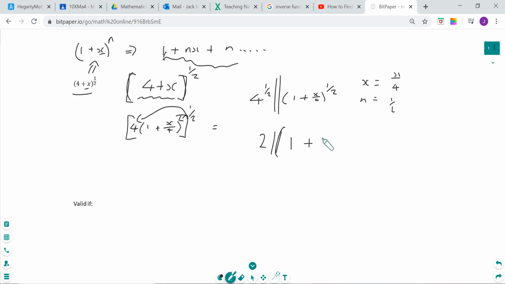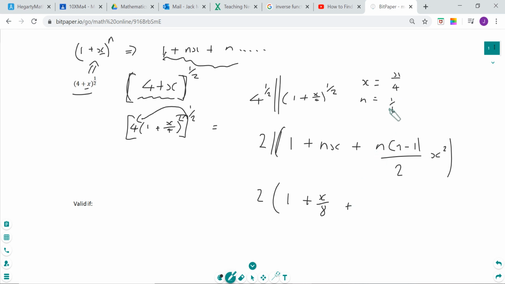So this is going to be the next part. I suppose we could write it out. I'll just do the first 3 terms, okay? And I'm going to hop straight to 2 because I know that 2 factorial is 2. So if I write this general form out here and substitute these things in, I'm going to have 2 times the 1. The nx is going to be a half times x over 4, which is x over 8.